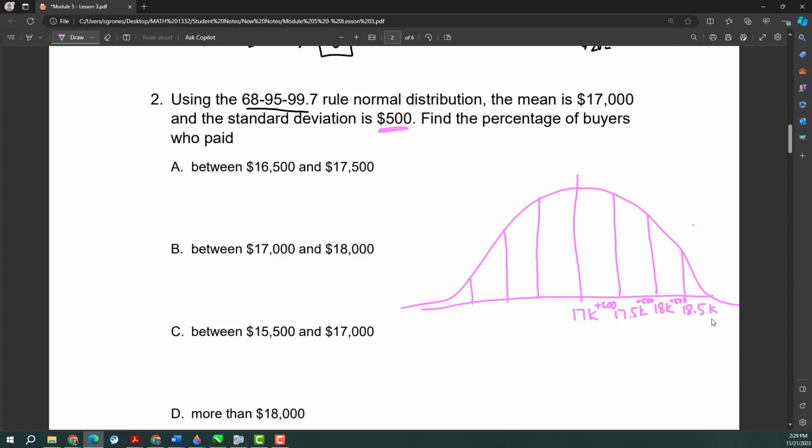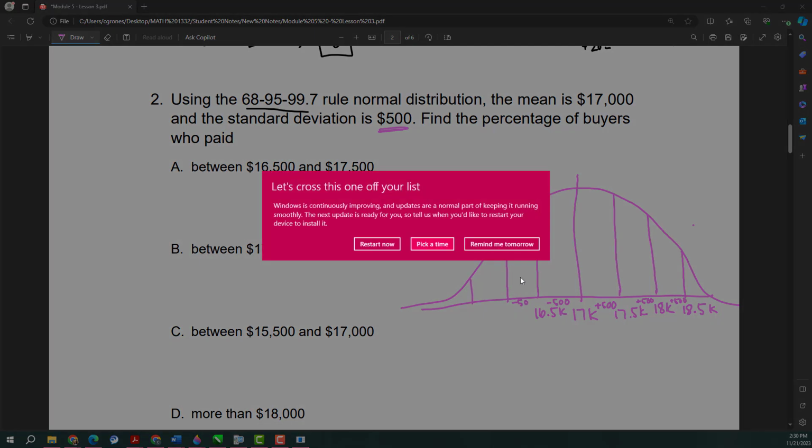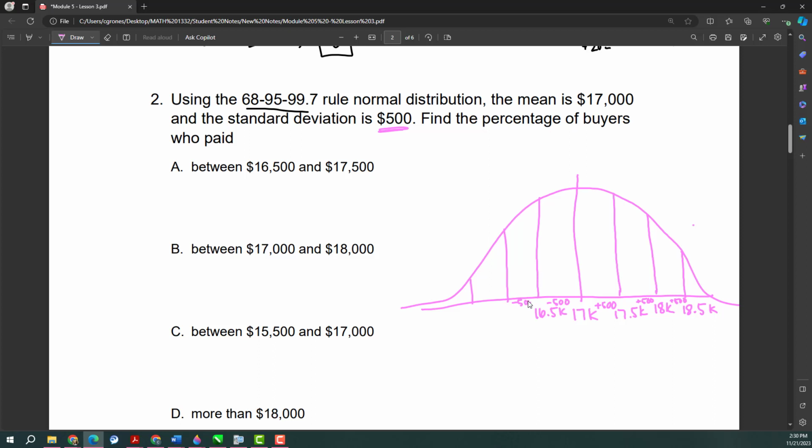18.5 thousand. And then subtracting 500, we would have 16.5 thousand. Subtract 500 again, and we've got just 16,000. And then one more time, we have 15.5 thousand. So we have filled out all of our standard deviations. Now we want to find the percentage of the buyers between all of these. So I'm going to fill out our percentages. Remember, these pieces never change.